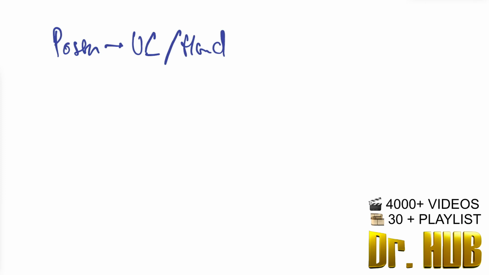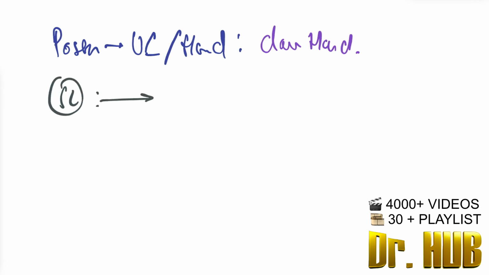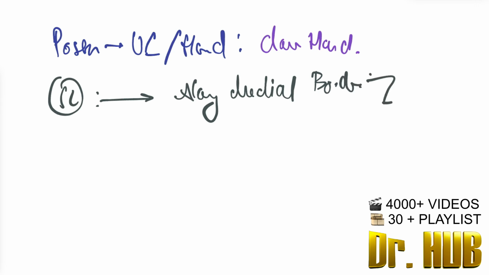Next, we look at the position of the upper limb or the hand. The answer to this is claw hand. There is appearance of claw hand. And the question on the sensory loss. The sensory loss is present along the medial border of the forearm and the hand.